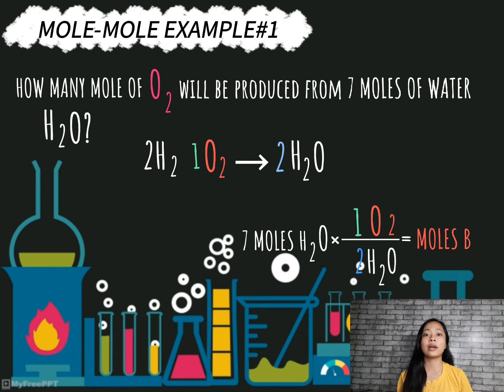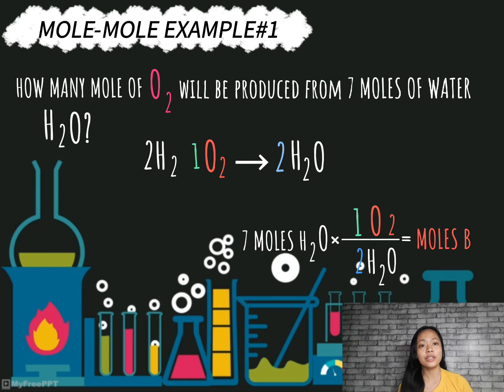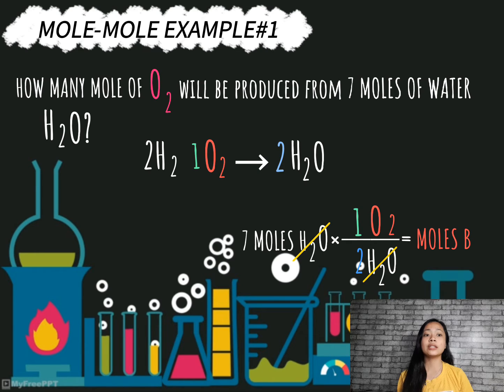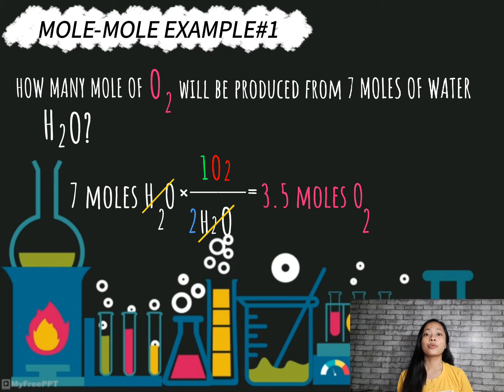Next, we need to cancel the same units, which is the H2O. So this is the one-step conversion, and you need one conversion factor in order to come up with the required unit. So we need to multiply 7 by 1 is equal to 7, divided by 2 is equal to 3.5. So the answer is 3.5 moles O2. Now, let's move on to our next example.